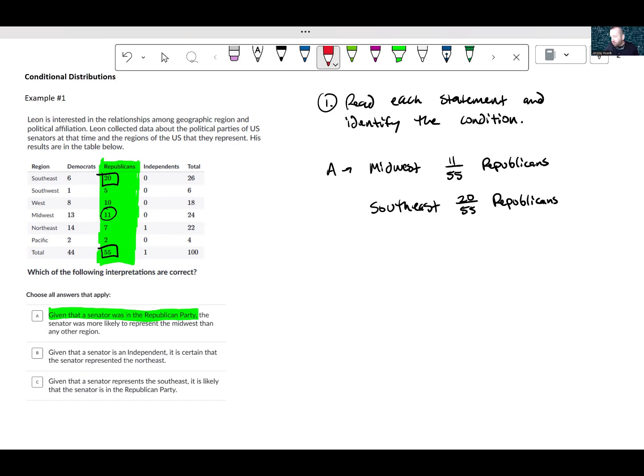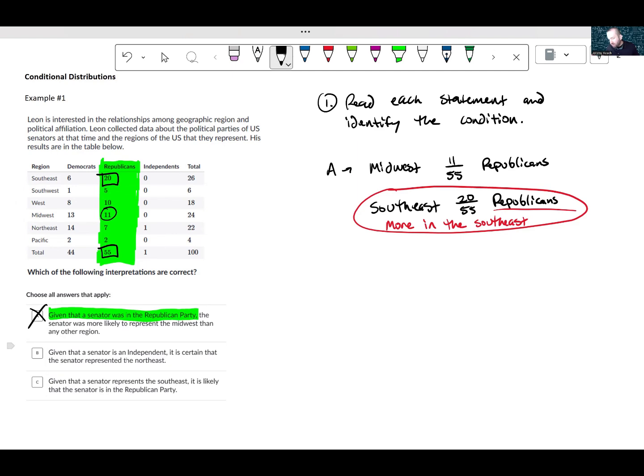So A is false because there's more in the Southeast. Say more in the Southeast, more Republicans in the Southeast. Okay, so A is false.